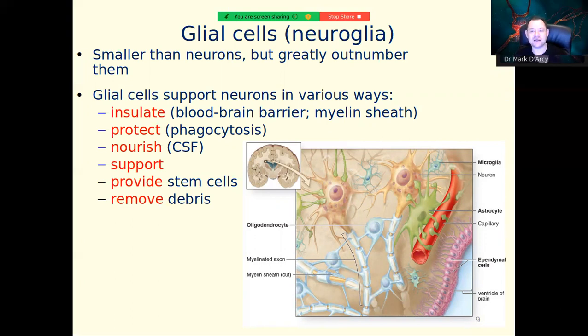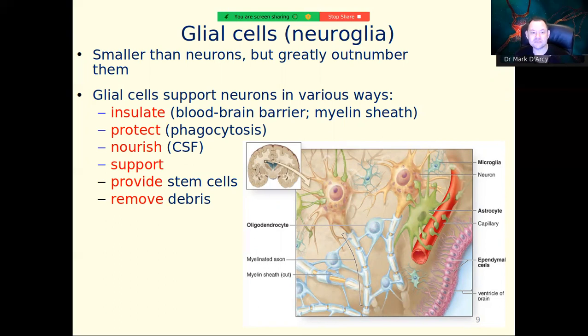For example, the astrocyte is a type of glial cell, and your brain is full of astrocytes. Astrocytes, interestingly, are the first cells that become damaged when you develop Alzheimer's disease. And this is actually quite significant because astrocytes help to protect the rest of the neurons in the brain. So if they are damaged, the rest of the neurons are damaged too. So glial cells support the neurons in various ways.